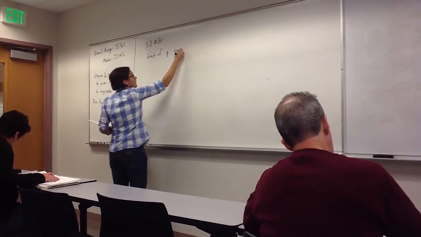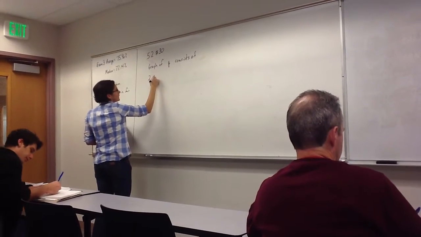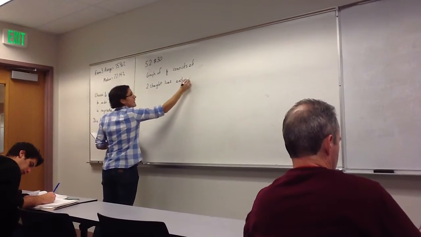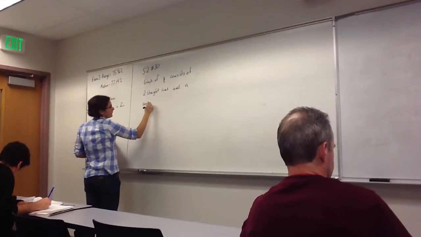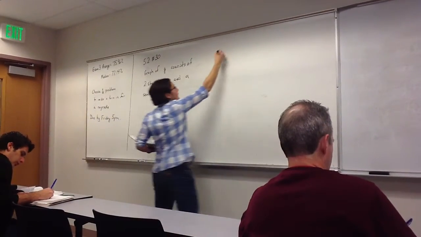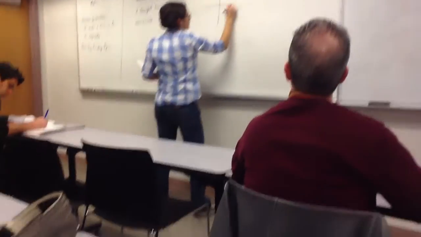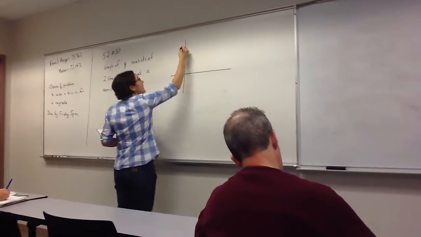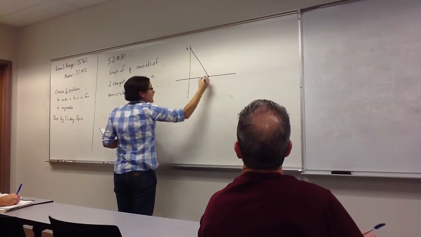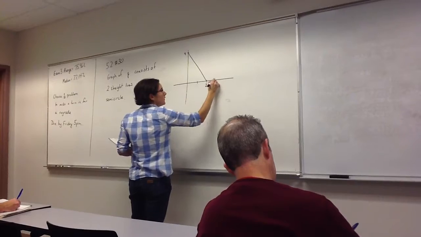Function g consists of two straight lines and a semicircle. And then we're given a picture of this function. So it starts out with a straight line that has a y-intercept of 4. And that straight line hits the x-axis at x equals 2.